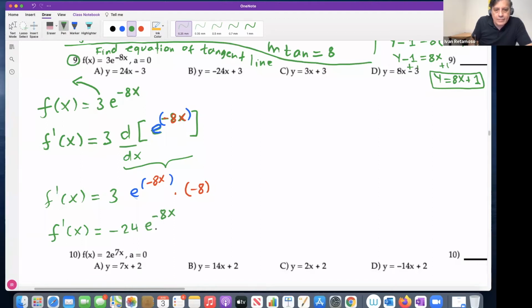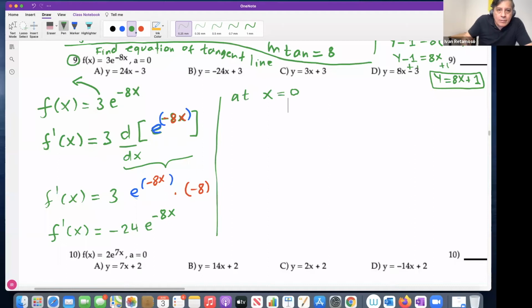Believe it or not, guys, this is the derivative of our function at any value of x. This is our slope generator. Very good, guys. So now this is the derivative in general, but I really want the derivative at x equal 0.